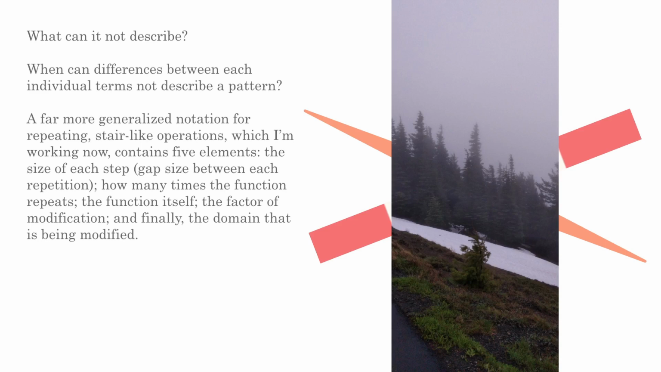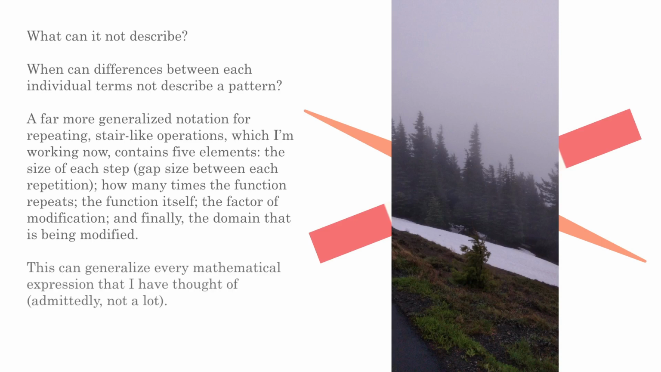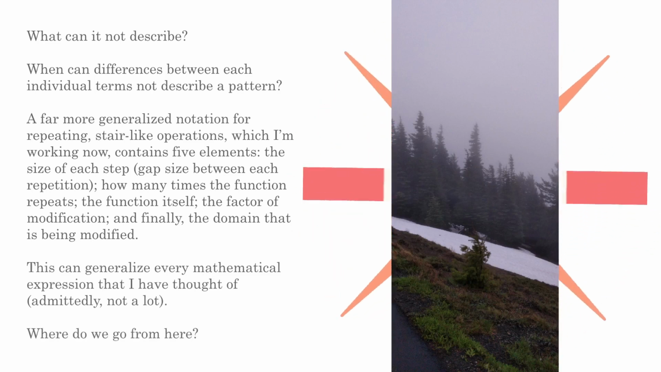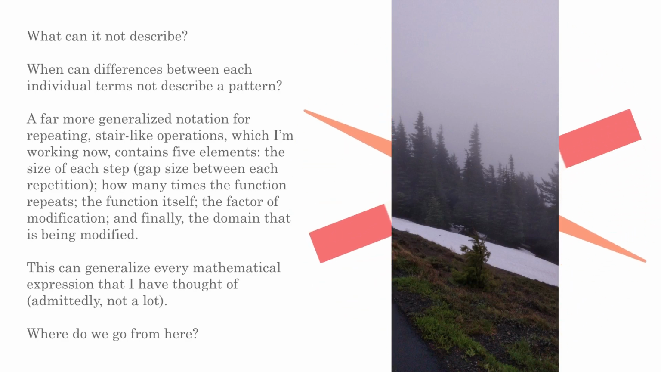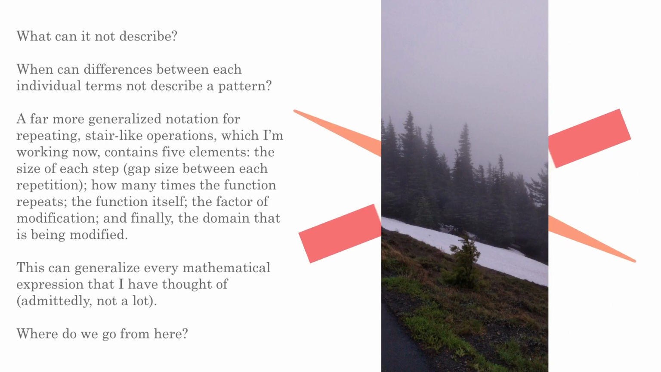Now, that sounds a lot like a definition of a function with its domain, its range, what it does to a set of numbers that are in a domain. The notation can generalize every mathematical expression that I've thought of, which admittedly is not a lot. But where do we go from here? Can we pose a conjecture about whichever function or expression cannot be obtained by the null function, the void function, and this notation right here? And that is for us to decide another day.